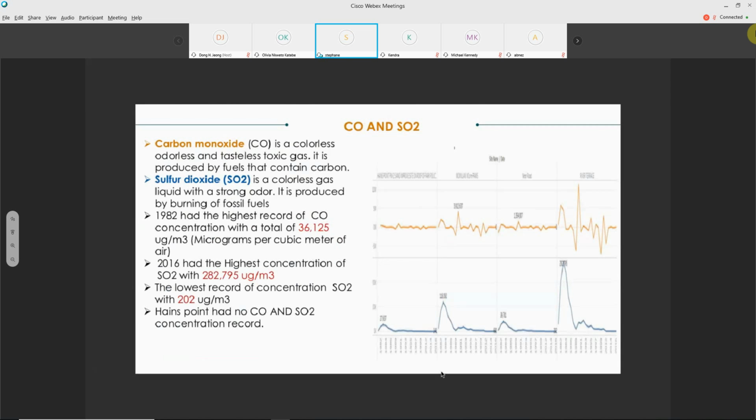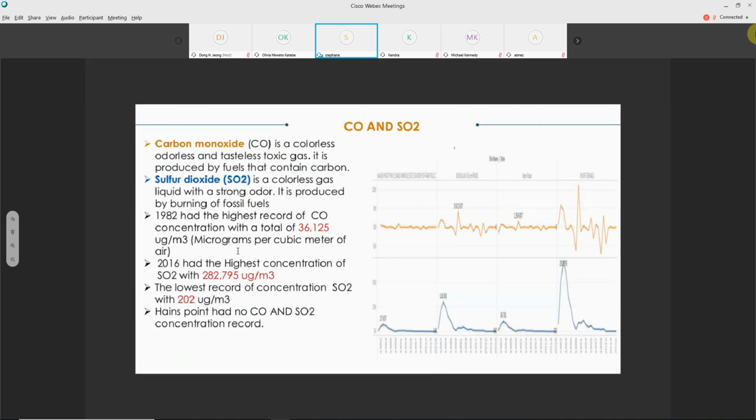In 1982 had the highest record of CO concentration with a total of 2.5 micrograms per cubic meter of air, like we can see in this picture. The orange one, and the highest was located in River Terrace, because those data were collected in 4 locations. The first one was Hand Point, the other one was McLean, Near Road, and River Terrace.